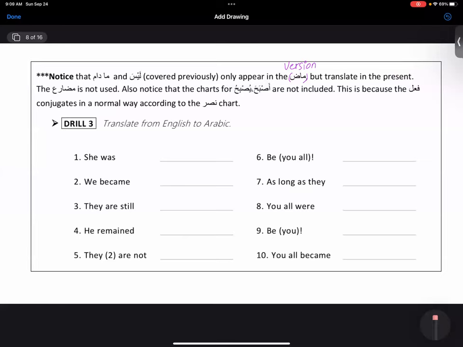Now translate from English to Arabic. She was. Kanat. Asbaha is not aslama? No. This is basically a four-letter verb. Oh, okay. Yeah. So she was, we are saying kanat. Right? Kanat. Now we became. Asbahna. Good. Asbahna.